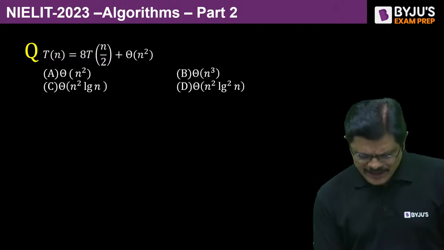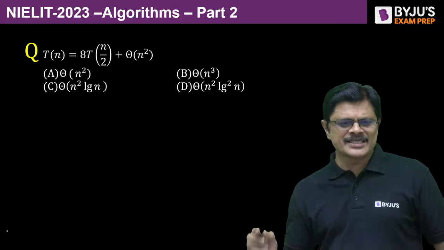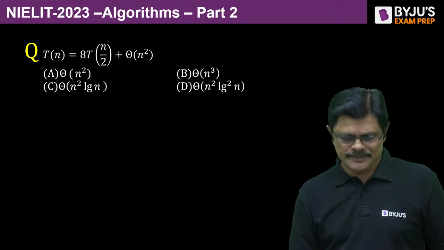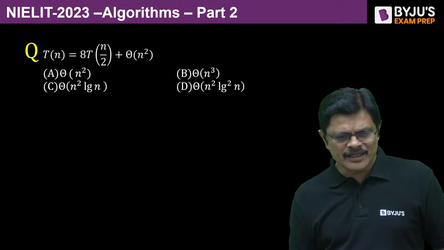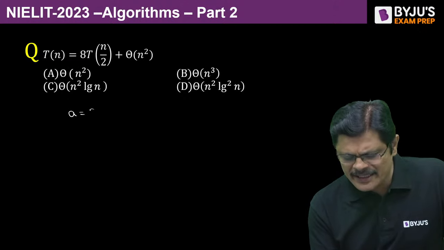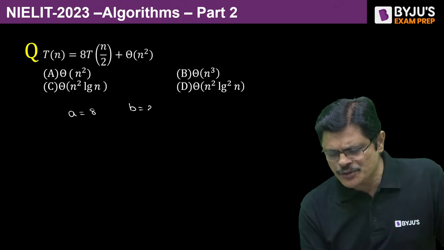So as I mentioned, depending on the situation, we can write the answer. If you already know, wonderful. If you do not know, follow me. So I'll be taking this particular one. Oh, someone has already given the answer, wonderful. So here the value of A is 8, the value of B is 2.